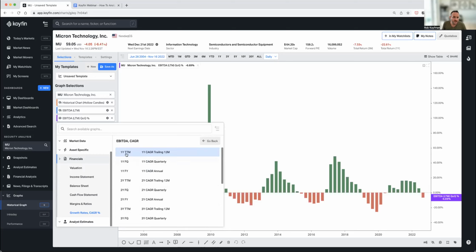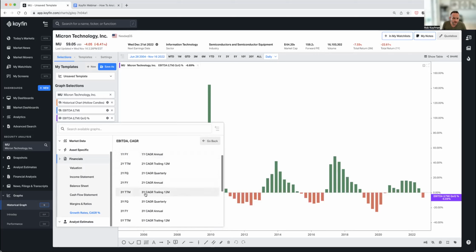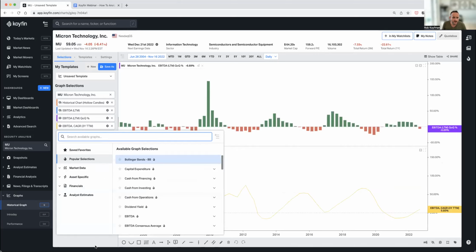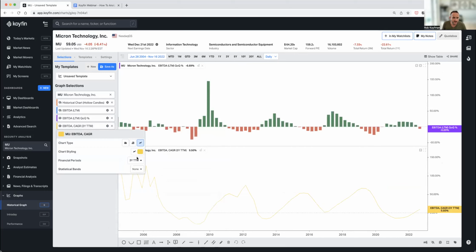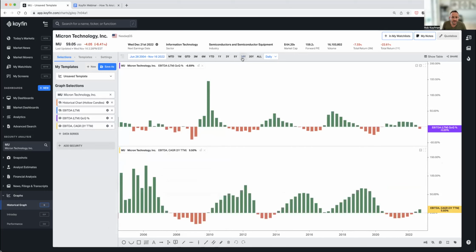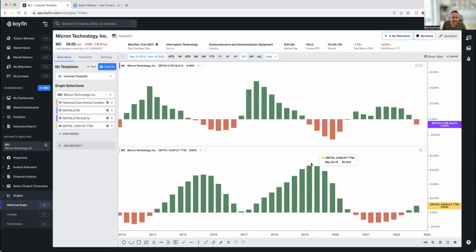And again, you have to choose last 12 months or trailing 12 months, the fiscal quarter, or the fiscal year. I'd say that the standard or default is definitely trailing 12 months. So if I wanted to look at the 3-year CAGR, I could do that right here. And that would give me my 3-year CAGR. Obviously it would also be cyclical, but this is the 3-year CAGR of EBITDA.